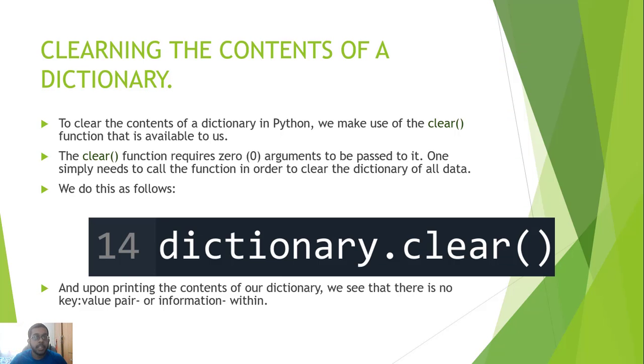Clearing the contents of a dictionary. To clear the contents of a dictionary in Python, we make use of the clear function that is available to us. The clear function requires 0 arguments to be passed to it. One simply needs to call the function in order to clear the dictionary of all data. We do this as follows. Dictionary.clear. And upon printing the contents of our dictionary, we see that there is no key value pair or information within.